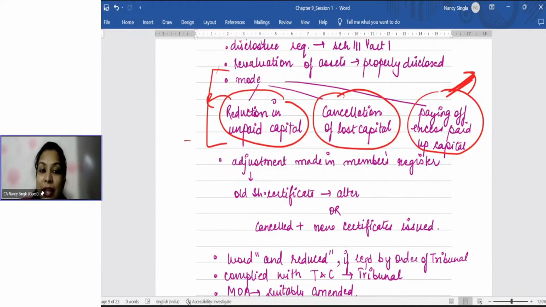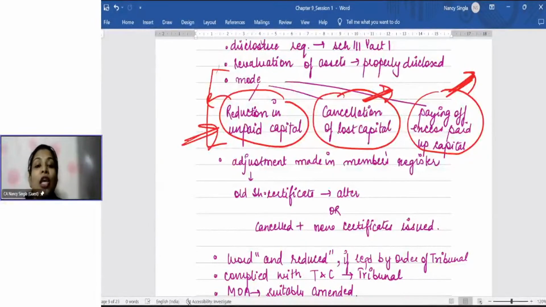See, when any reduction in capital has been done, though nowadays the share certificates and everything is in the demat form, but in case of physical certificate, old certificates would be renewed, new certificates would be issued, old will be altered. Then in case of cancellation of lost capital where the assets are revalued, accounting entries must have been passed. Certain disclosure requirements of Schedule 3 must have been done. Auditor will consider whether that has been done or not.